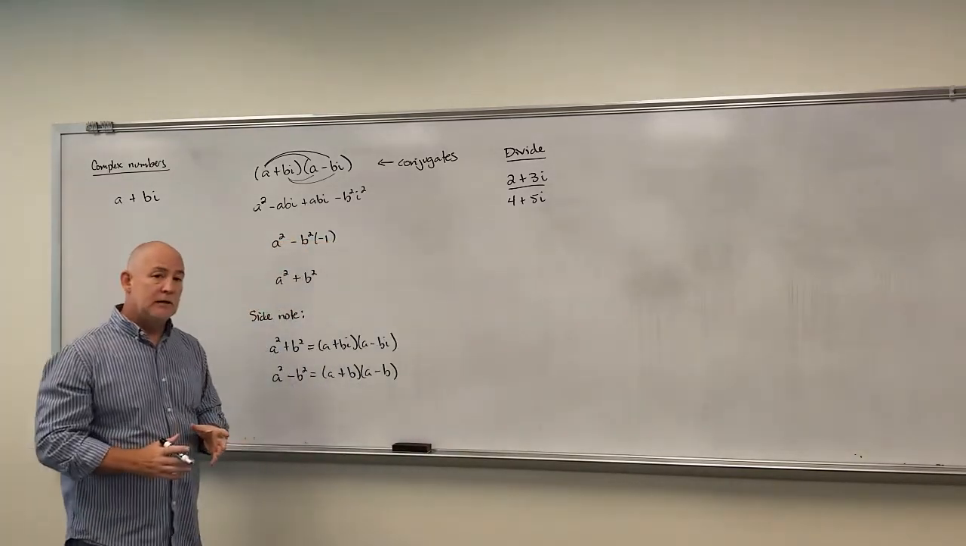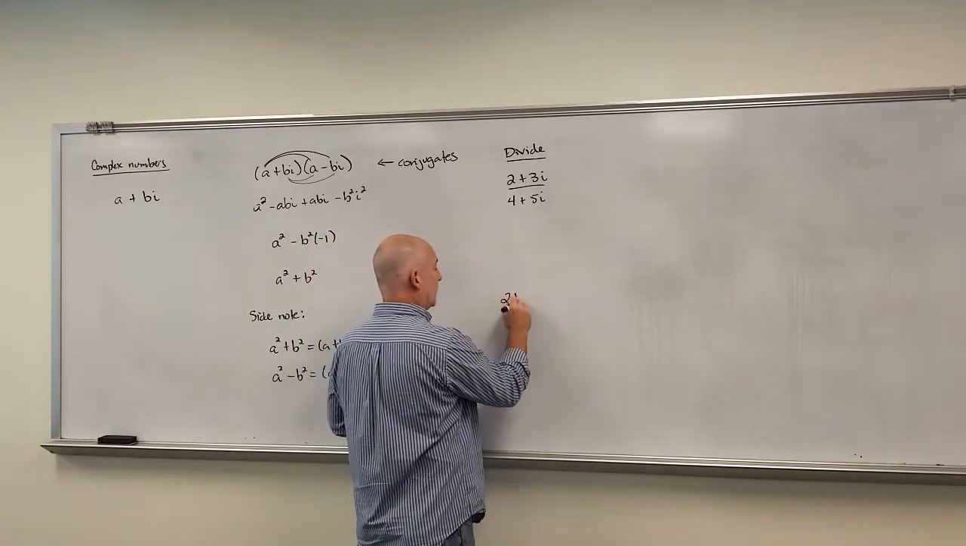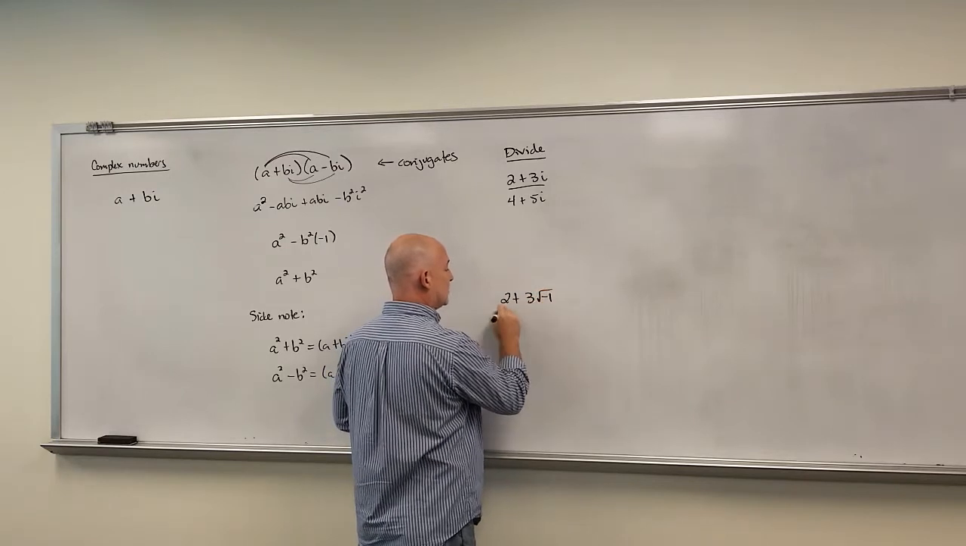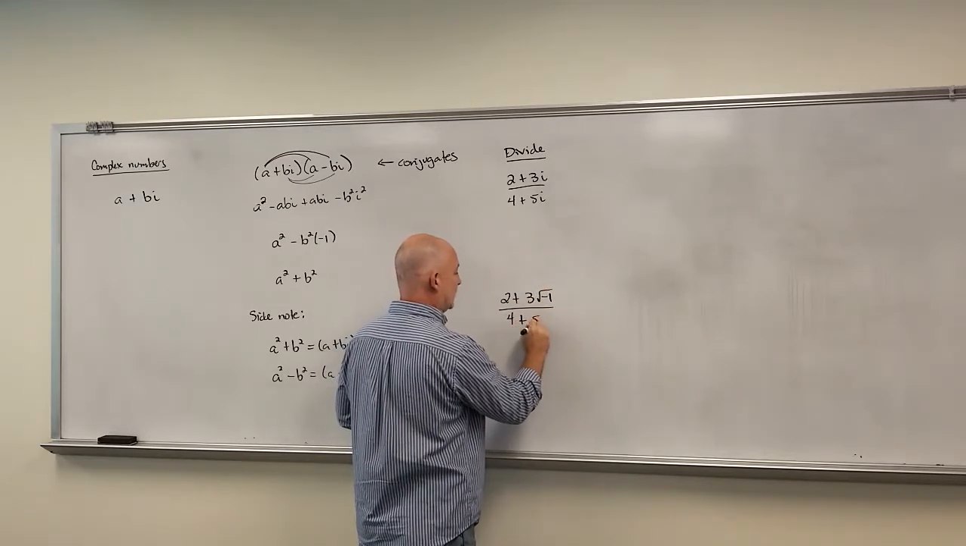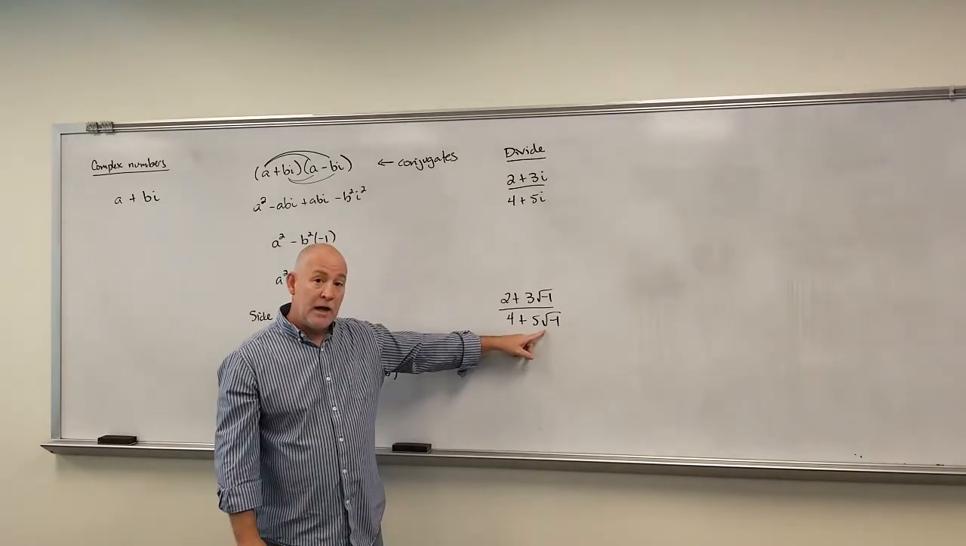But here's the idea, and again, it's something we've already seen in the past. Just as a quick note, remember what i is. i is really the square root of -1. So what we actually have here is this. We actually have a radical in the denominator.